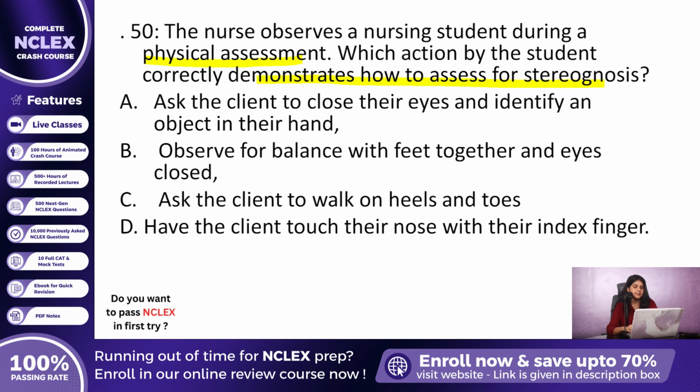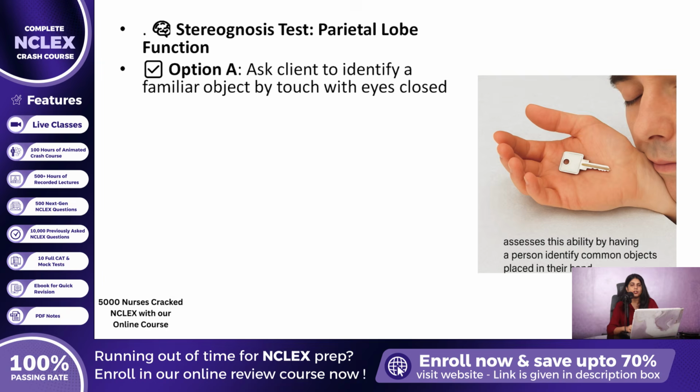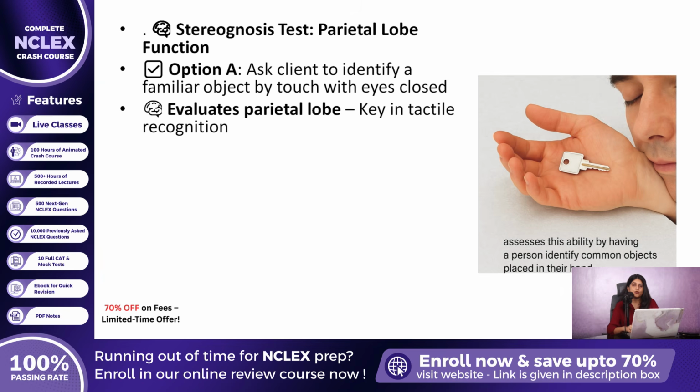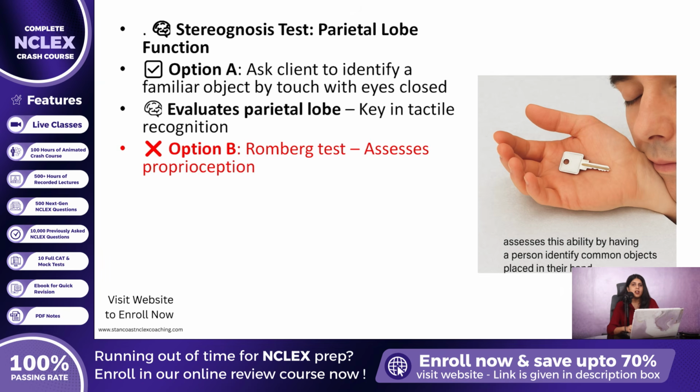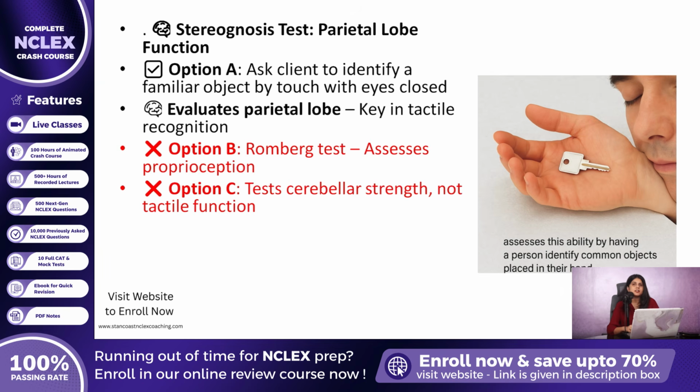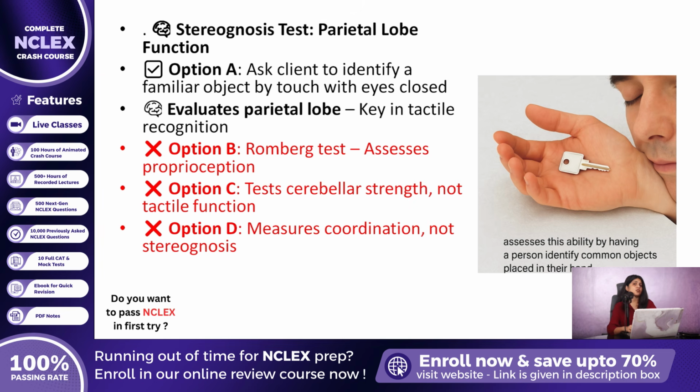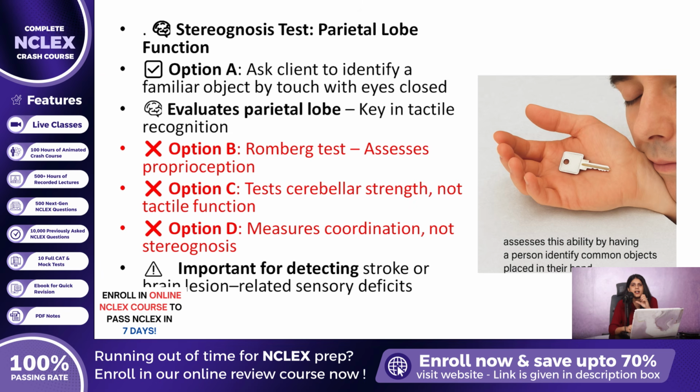The correct answer is option A. Ask the client to close their eyes and identify a familiar object by touch. This sensory test evaluates parietal lobe function. Option B describes the Romberg test for proprioception. Option C tests cerebellar strength. Option D assesses coordination but not stereognosis. This test is vital for identifying tactile recognition issues linked to stroke or brain lesions.